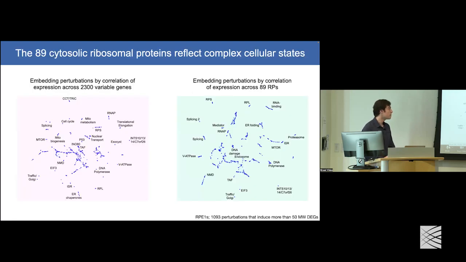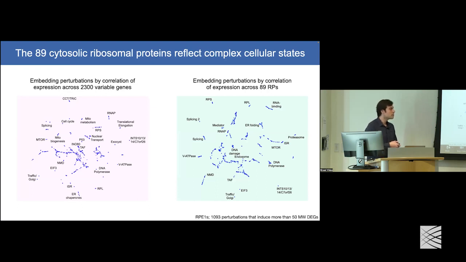That said, for reasons that we don't necessarily understand, these housekeeping genes do an excellent job of distinguishing between most perturbations. So here I'm showing an embedding similar to one that I was showing earlier, done on the 2,300 most variable genes we're measuring in our data. Sorry, it's cut off here, but for people in the live audience, this is showing 1,100 perturbations that cause more than 50 differentially expressed genes. And here I'm looking at just the 89 ribosomal protein genes. So these are genes like RPL4 or RPS19.